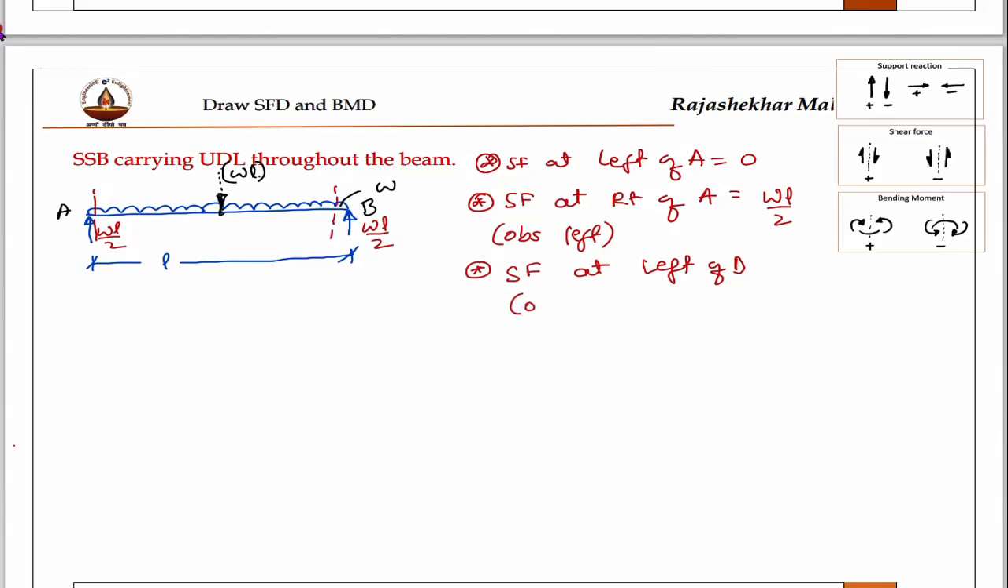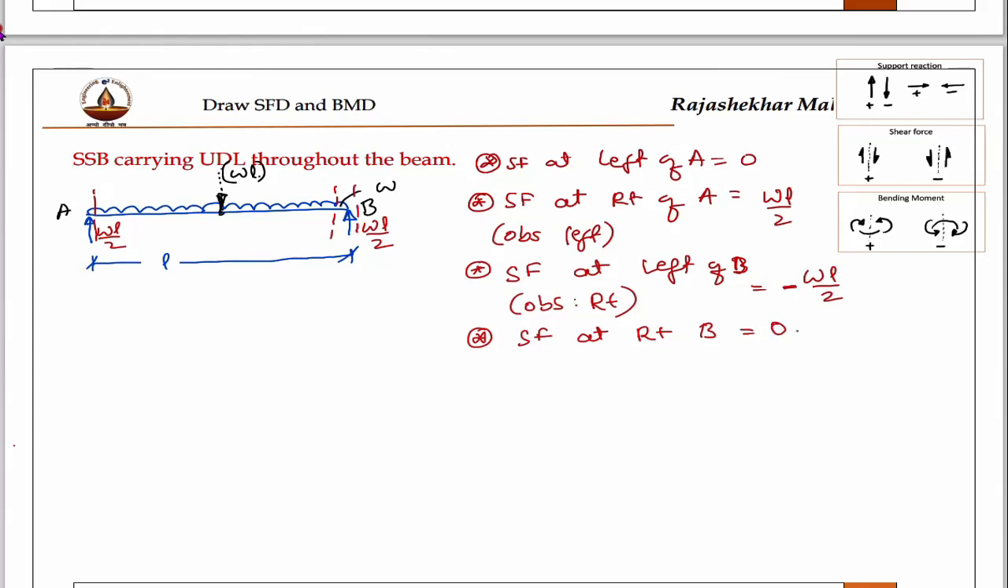Now this time I will observe the right side. You are seeing only one force, WL by 2, but it is negative because right side upward is negative. Next one, shear force at right of B. Right of B means this one, then nothing is seen, 0.